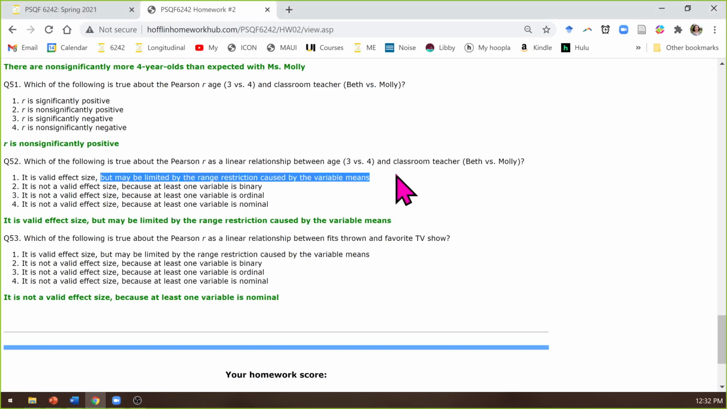The correct answer is that it is limited by range restriction caused by the variable means. So there's actually a slide about this in lecture 2. It discusses the idea that in binary variables, the mean and the variance are not separate things, the way that they are for other types of variables. So the normally distributed variables, for instance, the mean and the variance are separately estimated parameters. In almost every other distribution that I'm familiar with, the mean and the variance are tied together in some fashion.